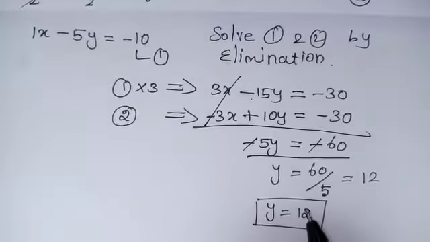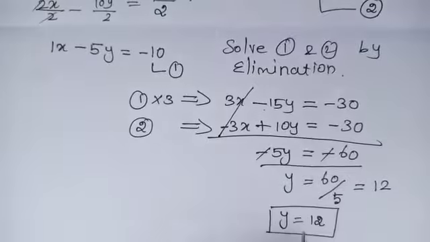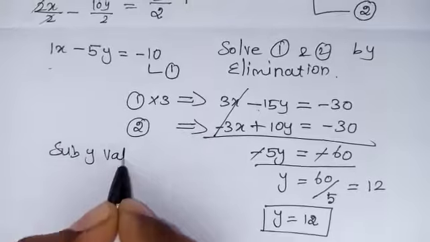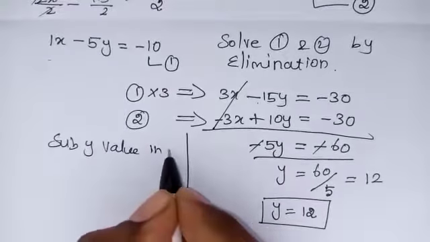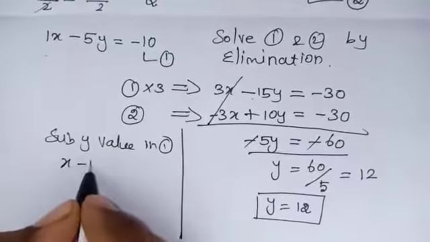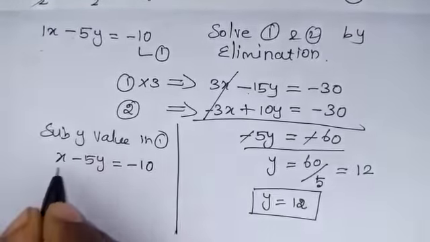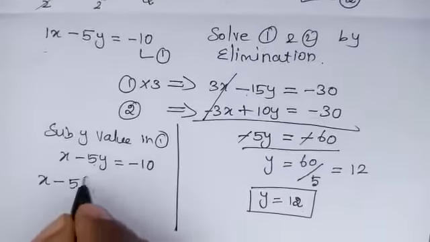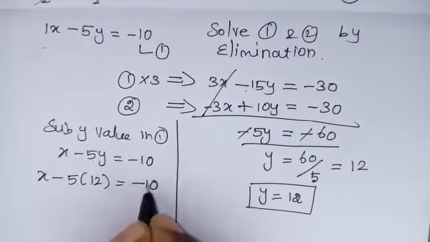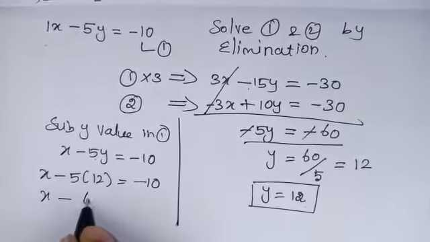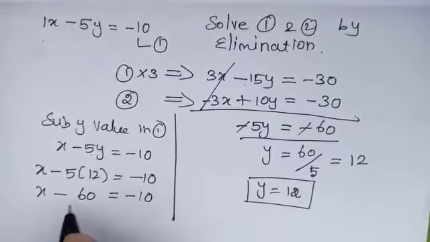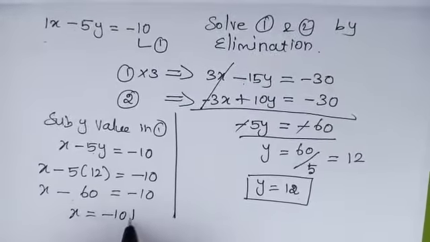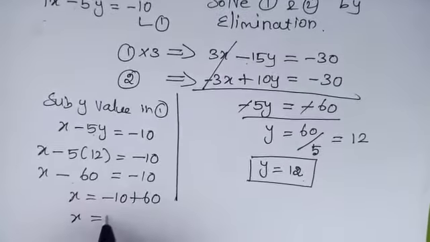Now the y value should be substituted in any one of the equations to get your x value. So let us substitute y value in our first equation, that is x minus 5y is equal to minus 10. Now keep the x as it is, minus 5 into the place of y you have to take this 12, which is equal to minus 10. So x minus 5 into 12 will give you 60, which is equal to minus 10. So the minus 60, if you bring it to that side, that will become a plus 60. So x is equal to minus 10 plus 60. That will give you x is equal to 50.